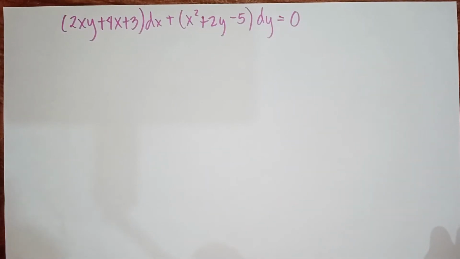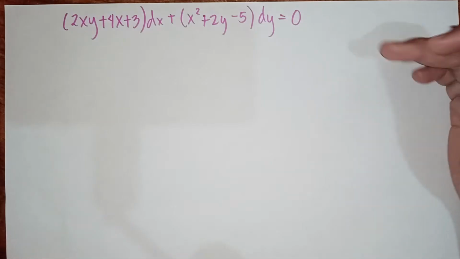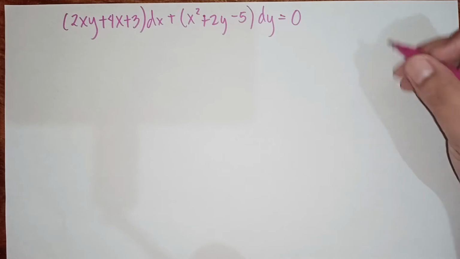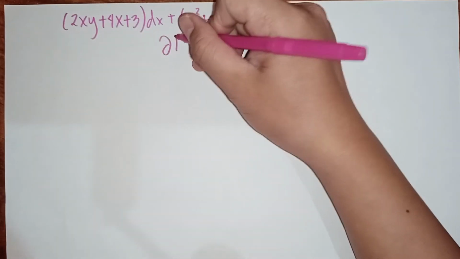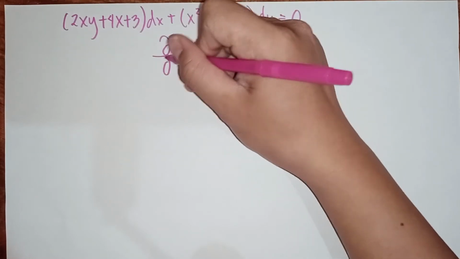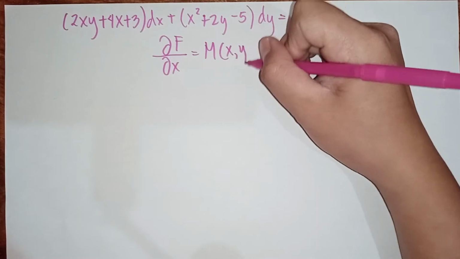Next, we are going to find the general solution of this exact differential equation. So we are going to use the formula: the partial derivative of f with respect to x is equal to M with variables x, y.